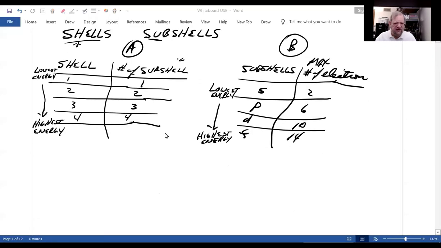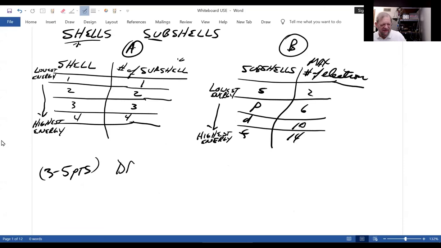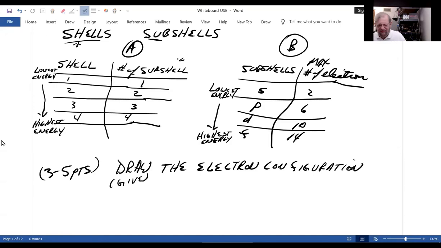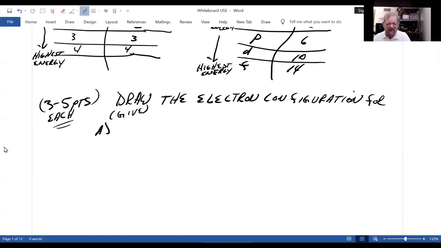Let's get back to shells and subshells. These two tables, you should know how to use. You do not have to memorize them because I'll give them to you. But what you do have to do is know how to use them. I might say draw, or I might say give, depending on my mood. Depending on when I write the test, it's anywhere from 3 to 5 points each. I will usually give a couple. Oops, I gave it away.